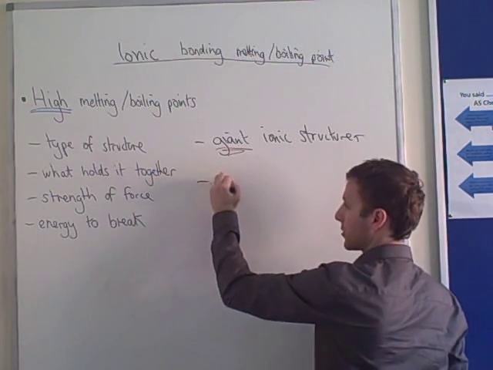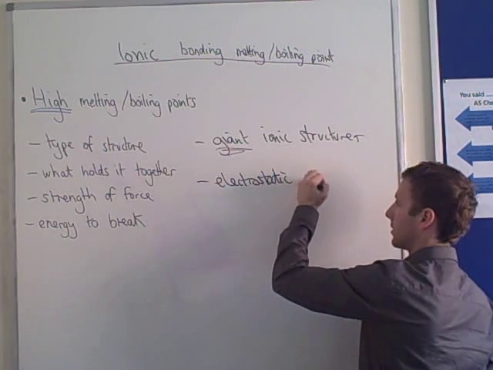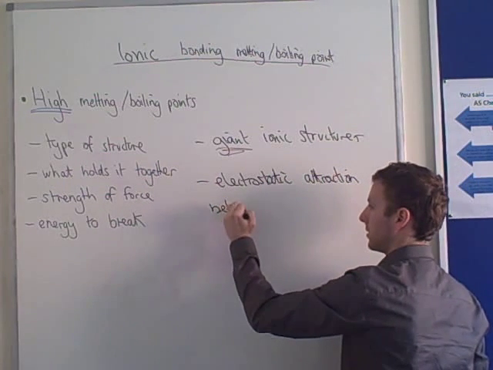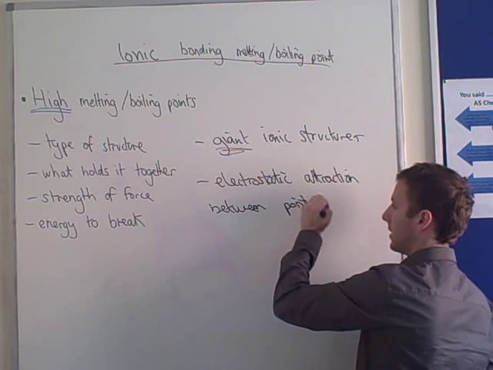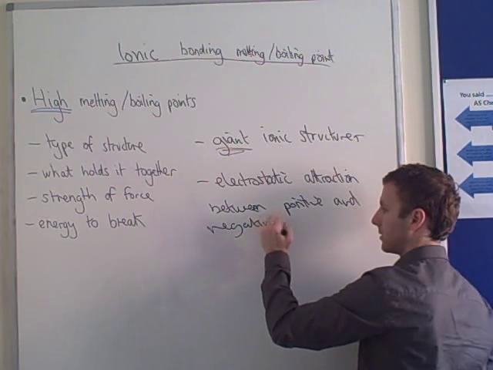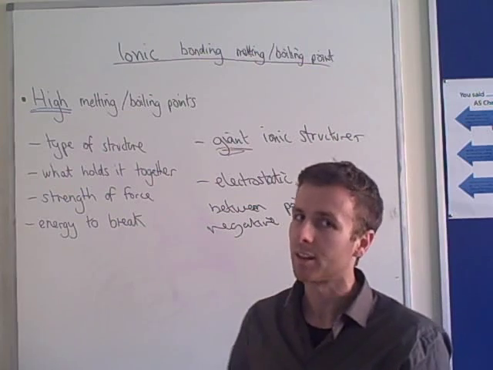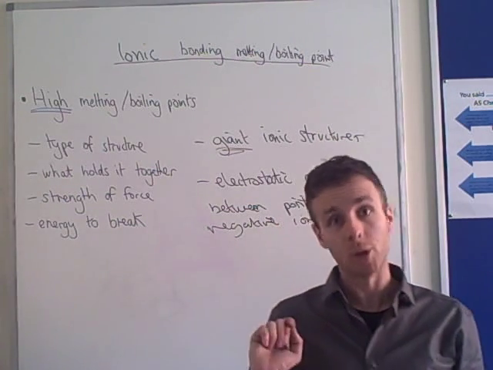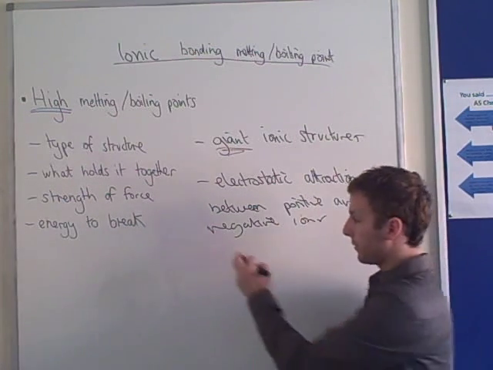So we have an electrostatic attraction between positive and negative ions. They are ions though, not atoms. Again, if you say the word atoms, no marks, because there aren't any atoms in ionic bonding, there's only ions, hence the name. We then need to think about how strong this force is.